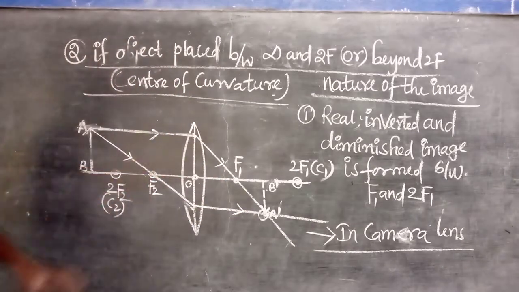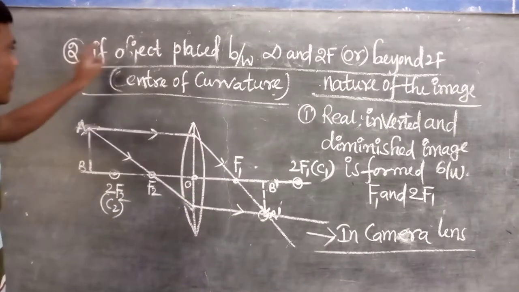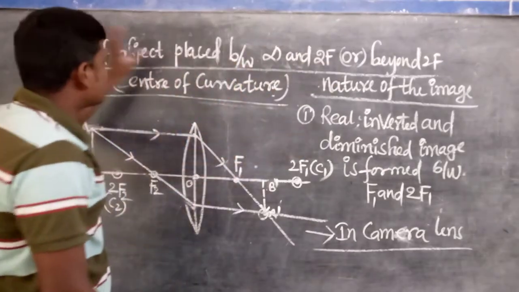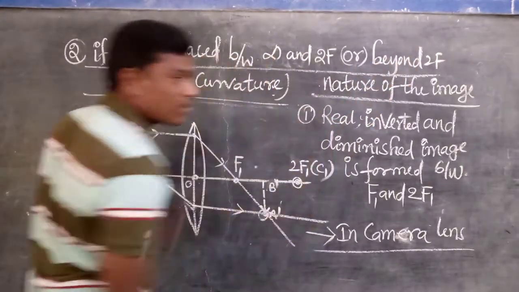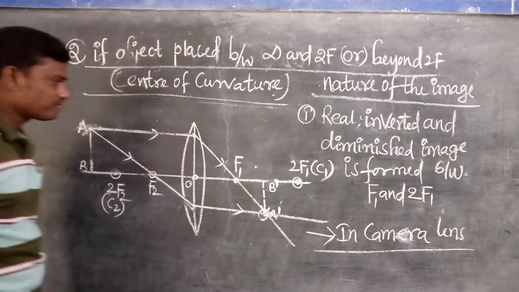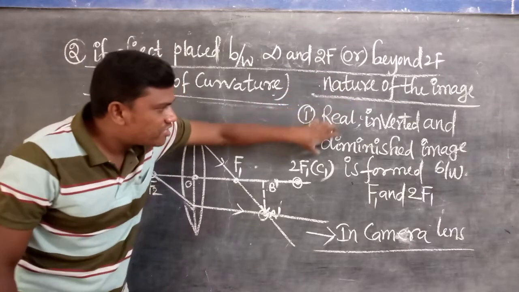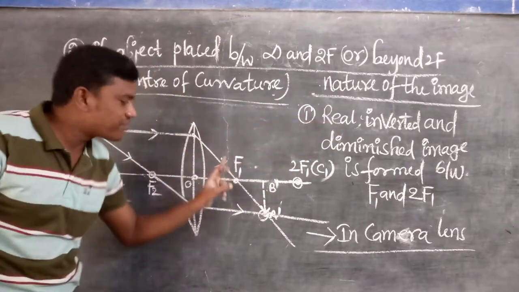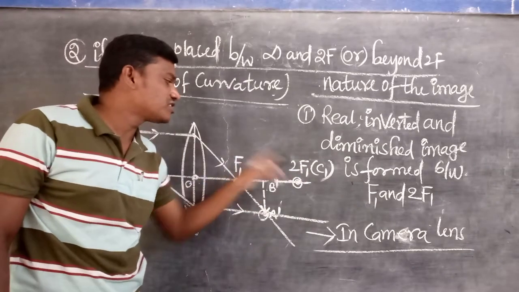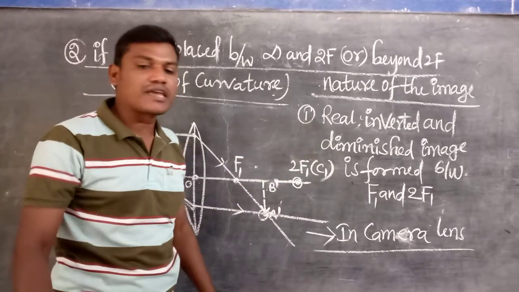So this type of manner we observe in camera lenses. If the object is placed between infinity and 2f, or beyond 2f, or beyond the center of curvature, then a real, inverted and diminished image is formed between f1 and 2f1, or between focus and center of curvature, on the other side of the object. This type of manner we observe in camera lenses.